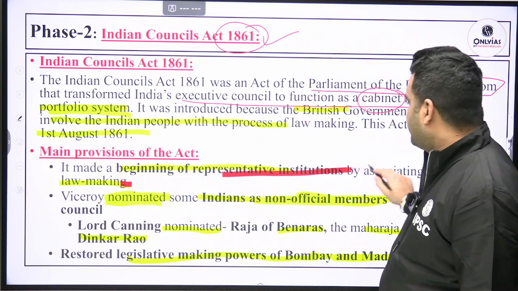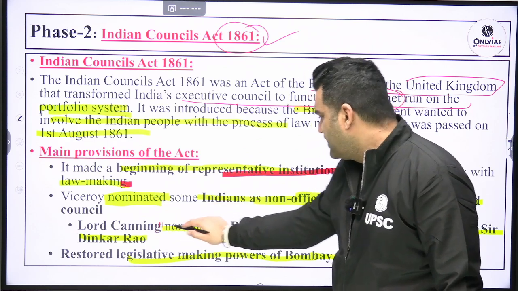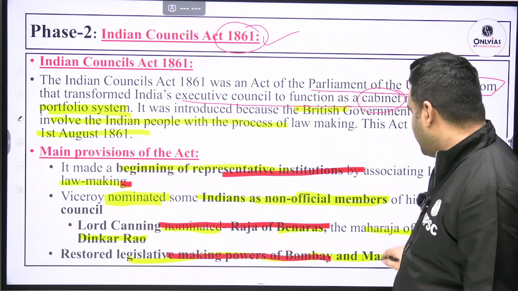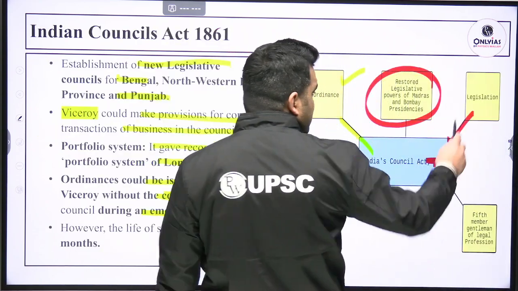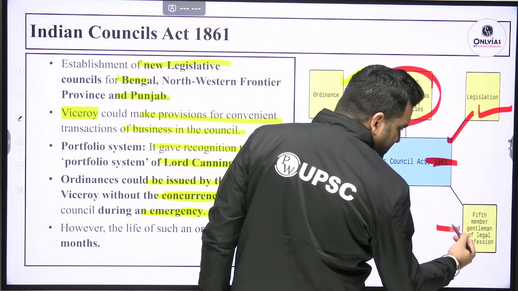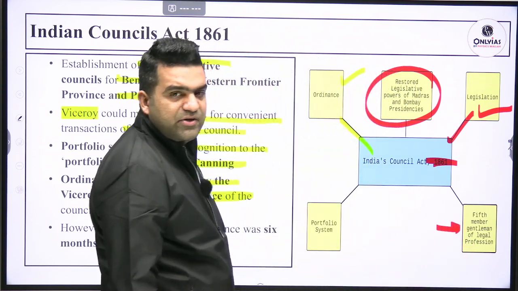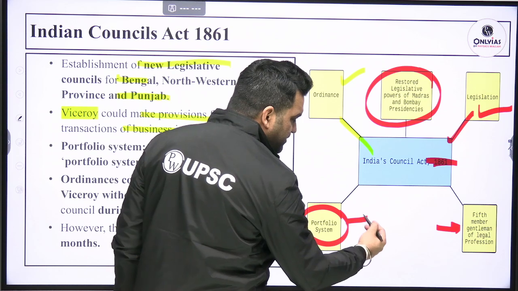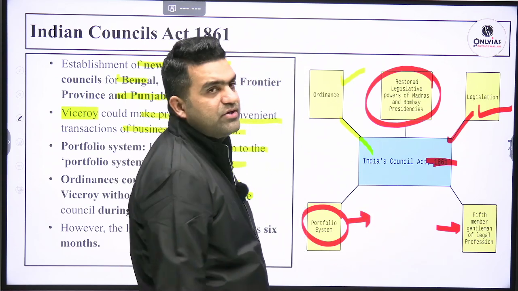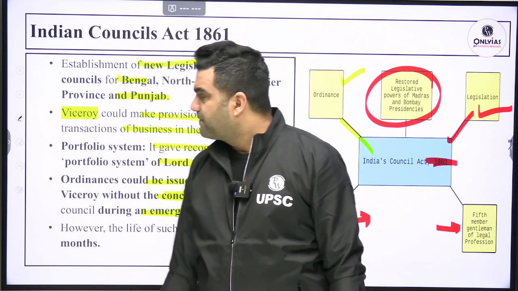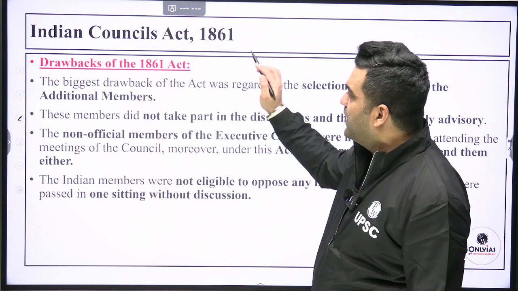Lawmaking, beginning of representative institutions. Now, Lord Canning nominated Raja Banaras. These things restored legislative powers of Bombay and Madras. So, this provision is taken care of. Now, a fifth member, a gentleman of legal profession, was added to the council. Portfolio system, wherein ministerial berths would be allocated, was introduced by this Act of 1861. Right? Now, the Act of 1861, the drawbacks.